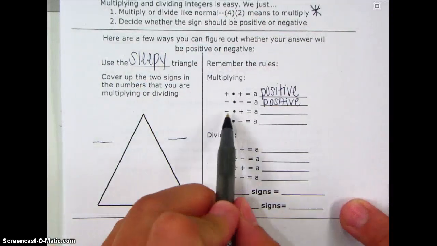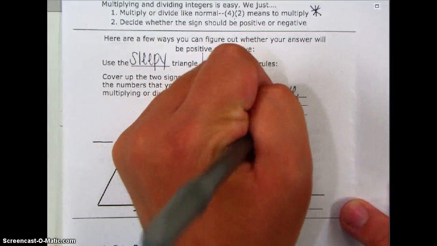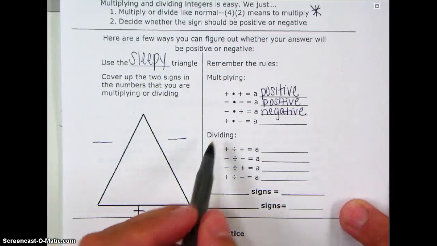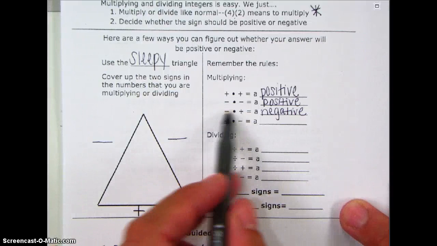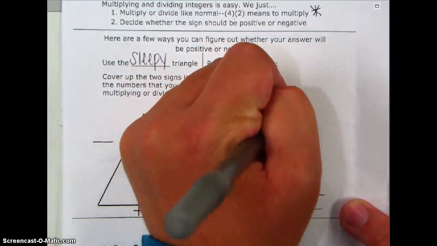If I were to have a negative multiplied with a positive, I would get a negative answer. And a positive multiplied with a negative, kind of this same situation up here, would also be a negative answer.